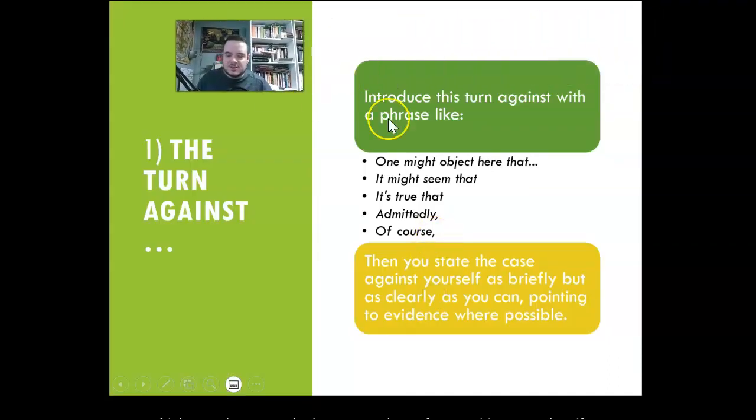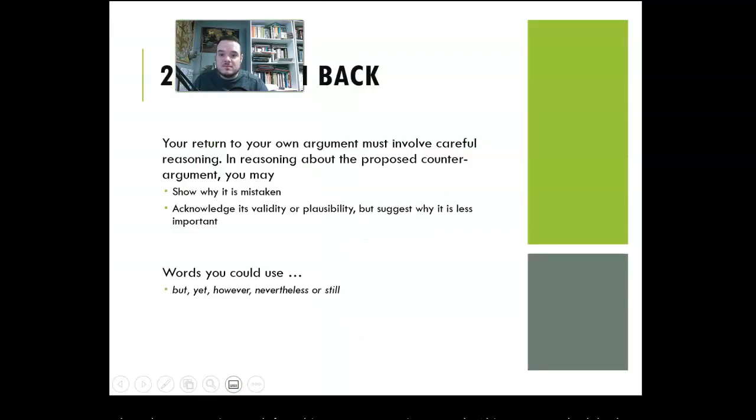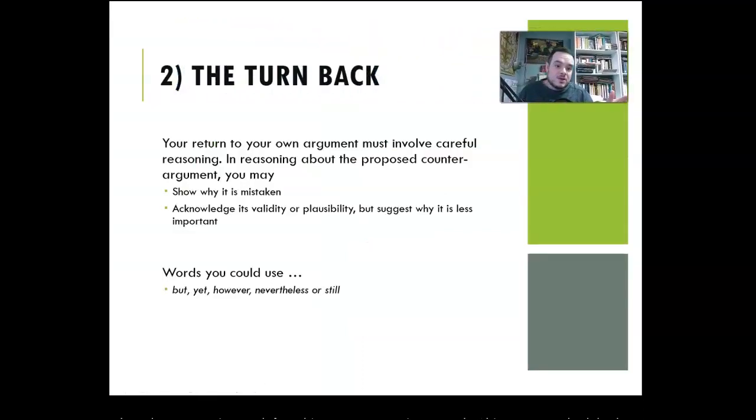All right, the turn against. Introduce the turn against with phrases like, one might object here that, it may seem that, it's true that, admittedly, of course. Then state your case against yourself as briefly but as clearly as possible, pointing to the evidence where possible and doing so charitably. Remember, even though you're going to try to defeat this, you're not trying to make this argument look bad. If you do that, you're guilty of strawmanning, and it'll hurt your grade. It's also just a bad move.